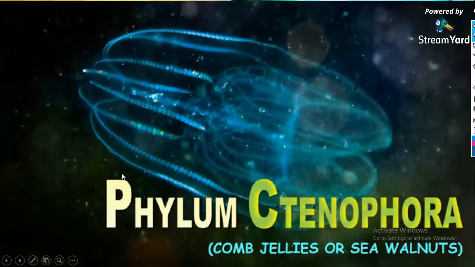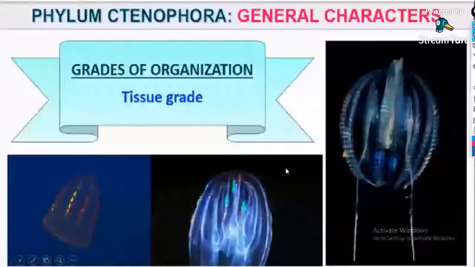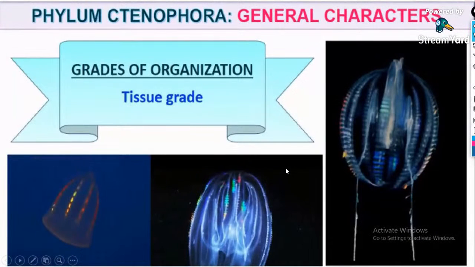So phylum Ctenophora, that's the next after phylum Cnidaria or Coelenterata. Ctenophora is the phylum including the comb jellies and the sea walnut. That's the example that we will learn. These Ctenophora are exclusively marine, and they are transparent organisms. They have a tissue level of organization, and they are also known as the sea walnut or comb jellies.